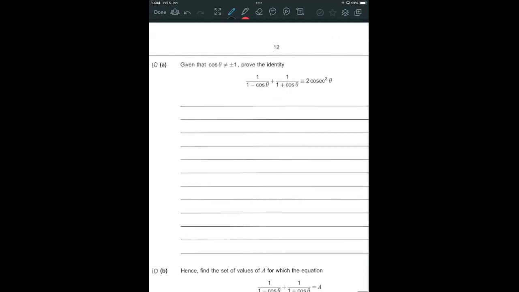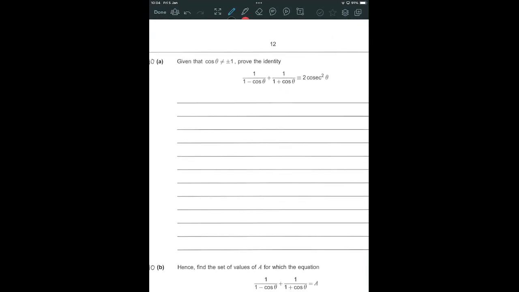Question 10. Given that cos is not equal to plus or minus 1, prove that identity. Okay, identity is almost always the best way to do it. Start with the more complicated side and try and rearrange to make it look like the simpler side. Here, the more complicated side is the double fraction. And straight away, I can common denominator this.